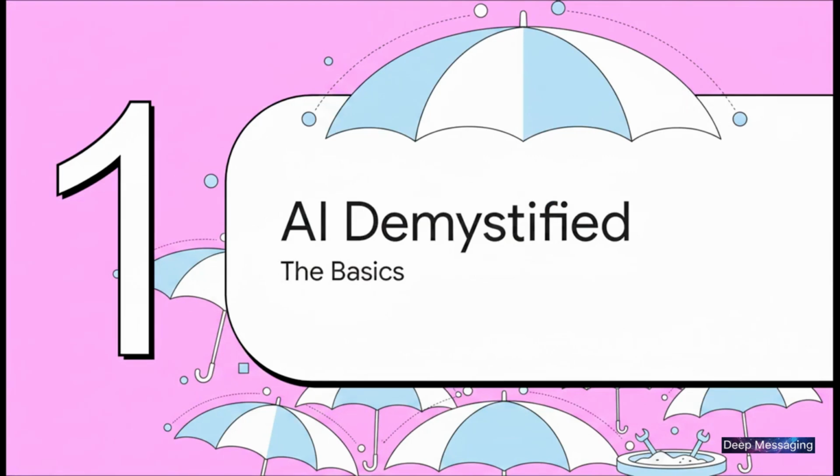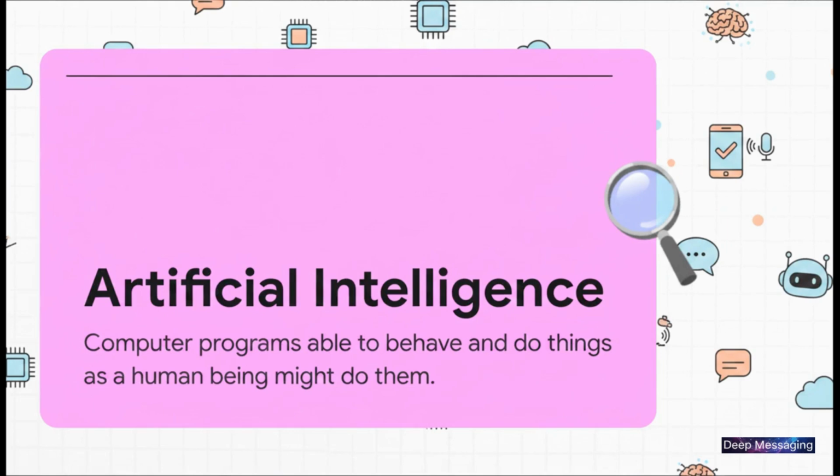All right, let's kick things off with Section 1. AI Demystified, the basics. Okay, let's dive right into this. Before we start playing around in the AI sandbox, let's use a really simple umbrella metaphor to organize all these crazy buzzwords we keep hearing. Artificial intelligence, or AI, is the all-encompassing umbrella. It's simply the broadest category for computer programs that are able to behave and do things as a human being might do them. If a machine is doing a task that usually takes human intelligence, like say recognizing speech or making a decision, that falls under the AI umbrella.